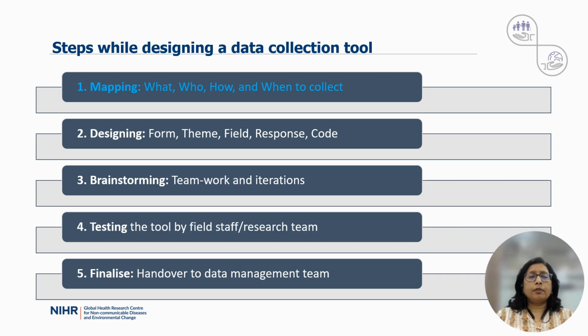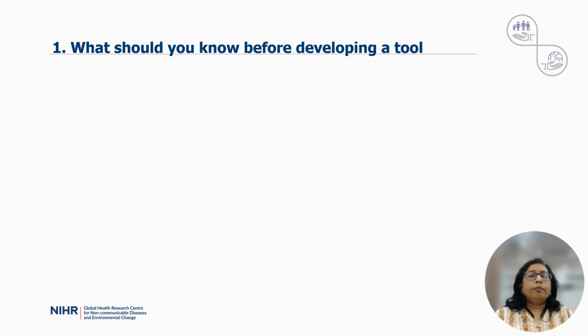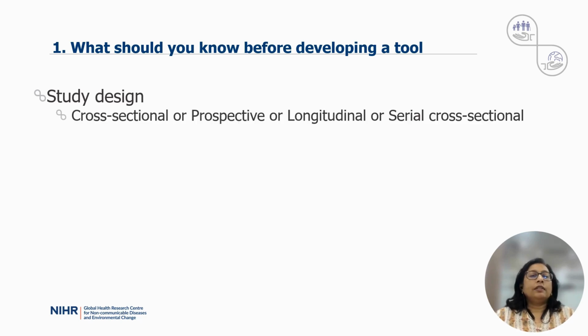So the first step is about mapping. Before we start mapping, it is important for us to know something about what we should know before we start developing the tool. It is important to know the study design. You will always be handed over a protocol or a study plan, and what you need to look at is the study design. Is it a cross-sectional design? Is it a prospective, or is it a longitudinal?